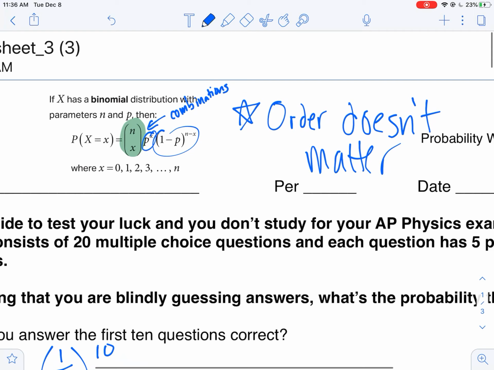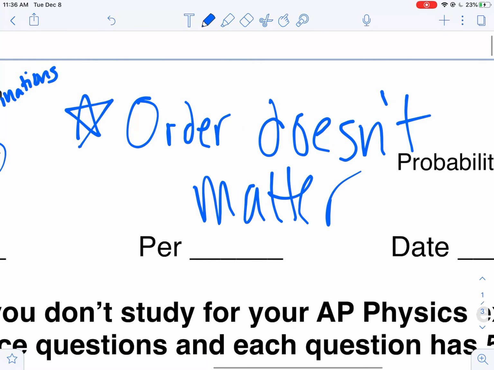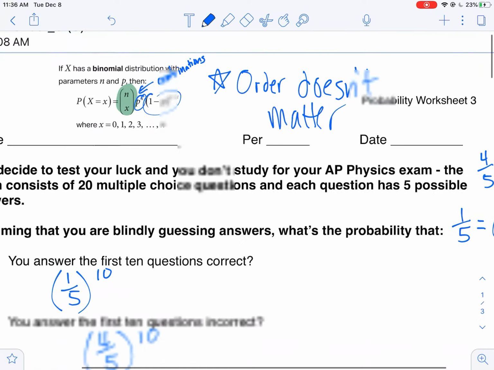And one thing I always put here, this is a good rule of thumb: for the most part, order doesn't matter with binomial distributions. So that's why we use that combination formula, because we figure order doesn't matter. There can be a lot of different things going on here. Now, if order does matter, you're not going to be using some sort of binomial calculation. You're not looking at a binomial distribution.